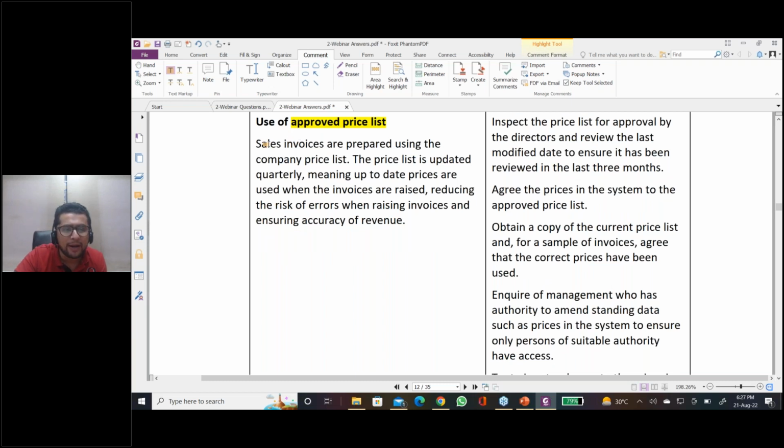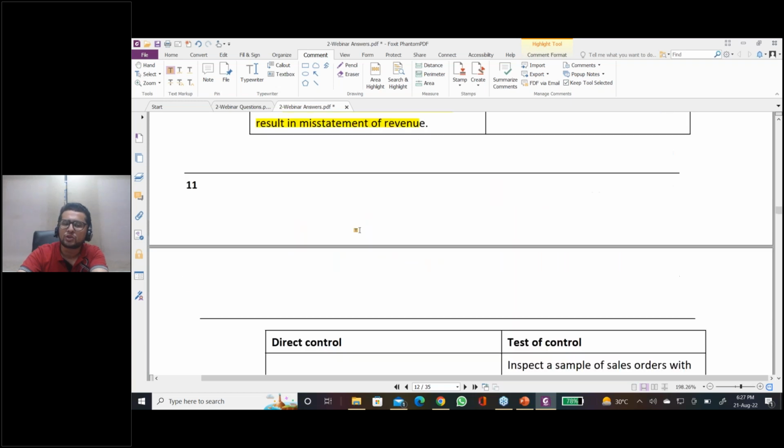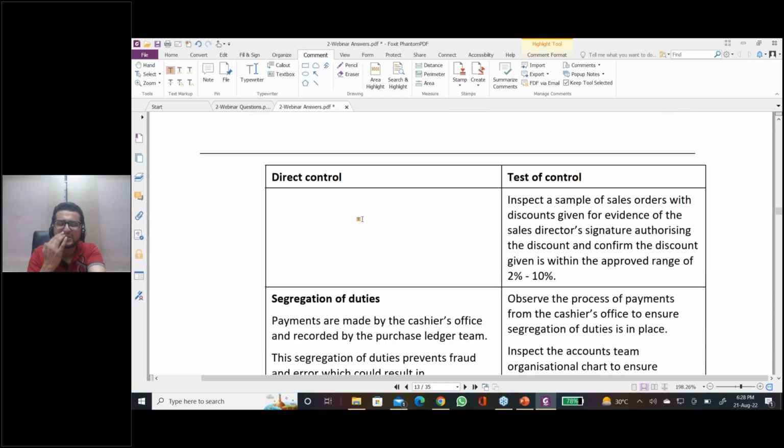Sales invoices are prepared using the company price list, that is from the question. This reduces the risk of errors when raising the invoices, and this ensures the accuracy of revenue. What about the discounts? Must be requested by the manager and authorized by the director. This reduces the risk of fraud, which will result in the misstatement of revenue. So you can squeeze the answer: this reduces the risk of, this could result in.